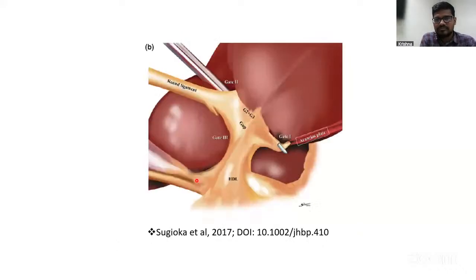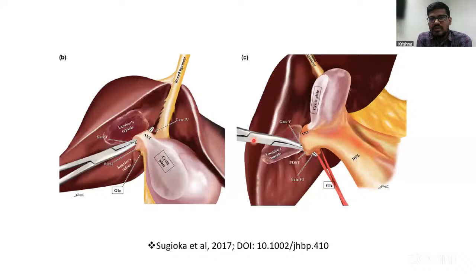and try to loop the Glissonian pedicle safely. For left lateral sectionectomy, if we connect gates 1 and 2, we will be able to secure the inflow control of segments 2 and 3. In the same way, if we connect gates 3 and 1, we will have the inflow control of the left lobe. If we connect gates 4 and 5, we will be able to secure the right anterior sector, and to secure the inflow of the right posterior sector, we should connect gates 5 and 6.